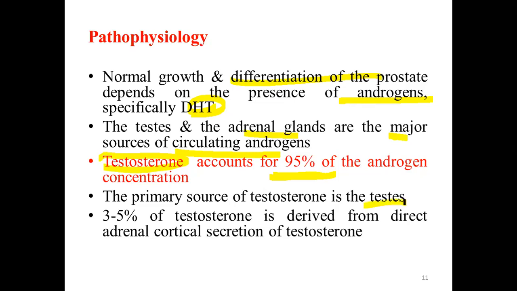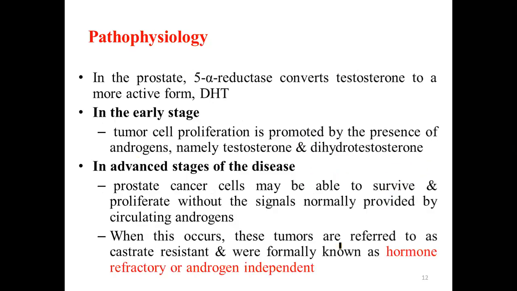That is why castration is even part of the treatment modality. We call it orchiectomy. But around 3 to 5% can be obtained from adrenal gland production. So remember, in the prostate, the enzyme 5-alpha reductase converts testosterone to the more active form.